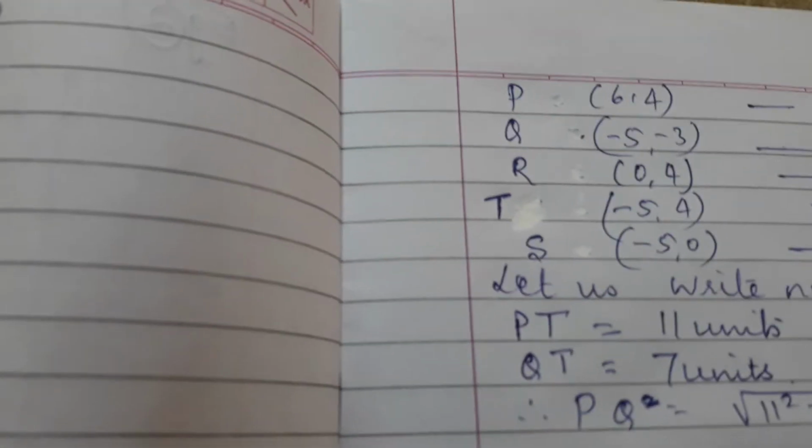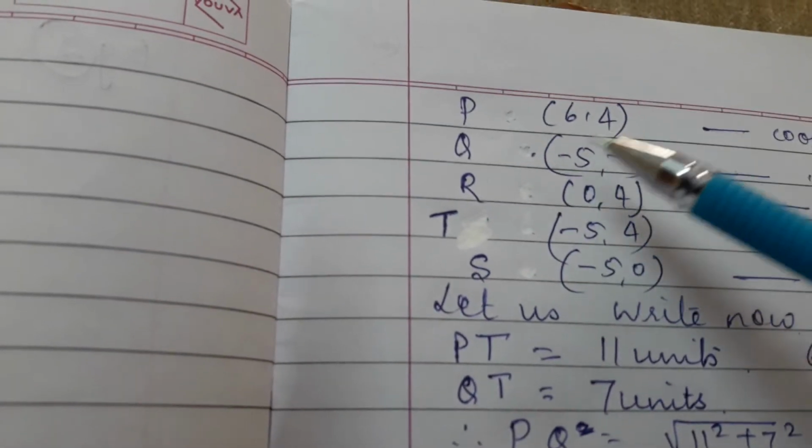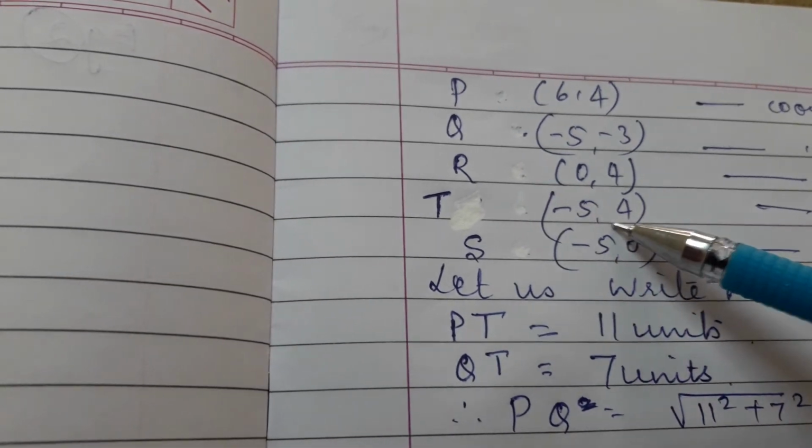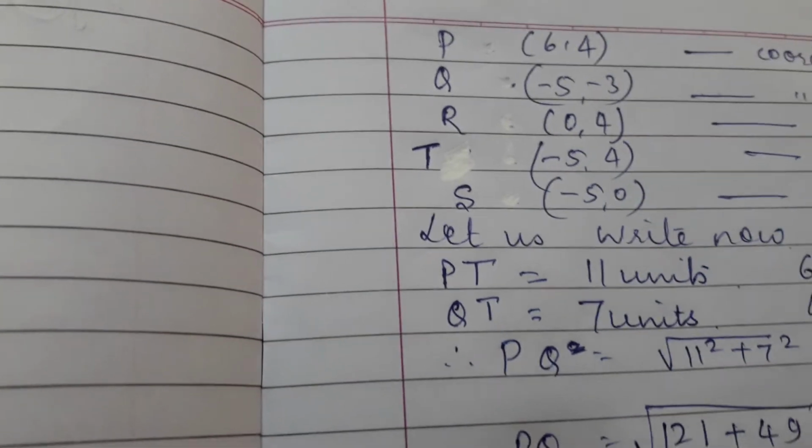Now for this I have written the coordinates for P, Q, R, T and S. All I have written here. P will be 6, 4, Q will be minus 5, minus 3, R will be 0, 4, T will be minus 5, 4, and S will be minus 5, 0.